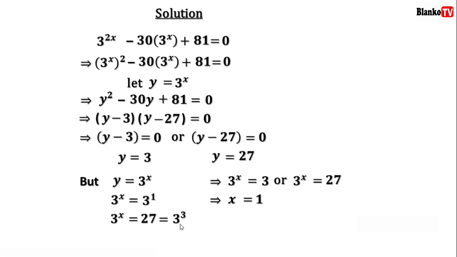So now our bases are the same. So 3 raised to the power x is equal to 3 raised to the power 3. We have base 3 on the left hand side and base 3 on the right hand side. So we can now equate the index, which is x is equal to 3. I hope you are following it. So our solution now is x is equal to 1 or x is equal to 3.